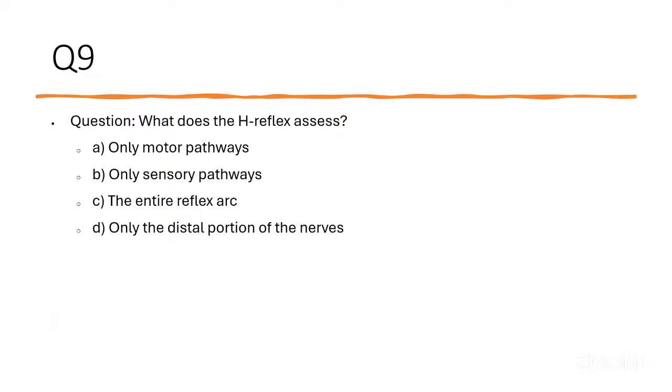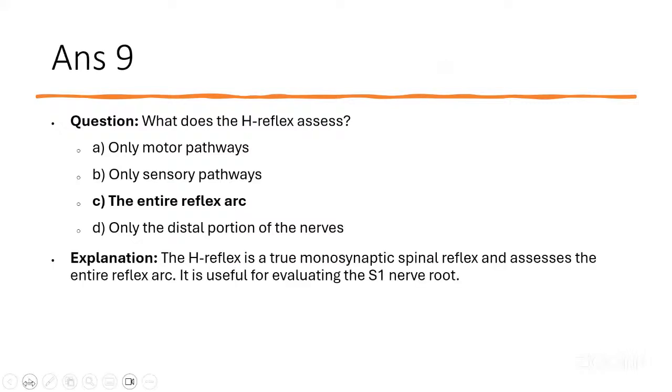What does H reflex assess? Only the motor pathways, the sensory pathways, the entire reflex arc, only the distal portion of the nerves. So H reflex is going to be a short answer question. What does it assess? Answer quickly. What is the answer you said? Right, only motor pathways. No, it is the entire reflex arc. The H reflex is a true motor monosynaptic spinal reflex. This is the entire reflex arc. It's useful for evaluating the S1 nerve root.